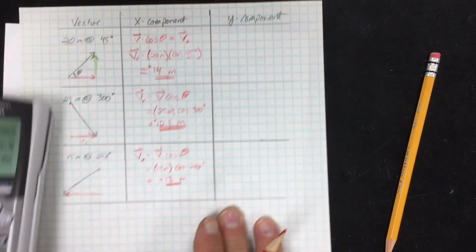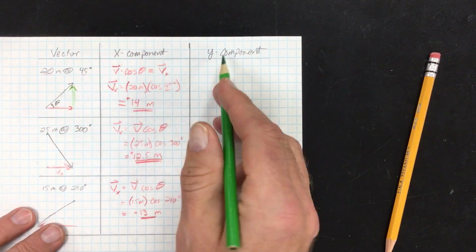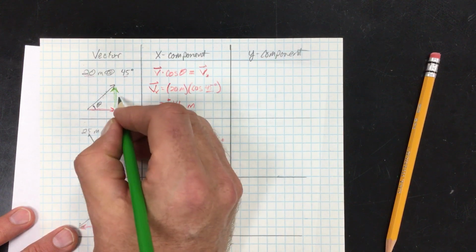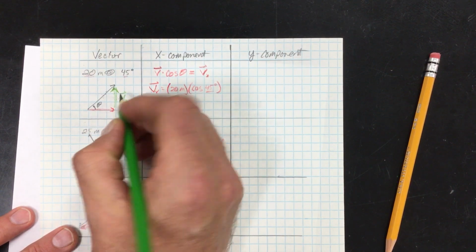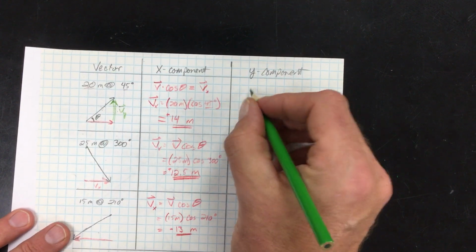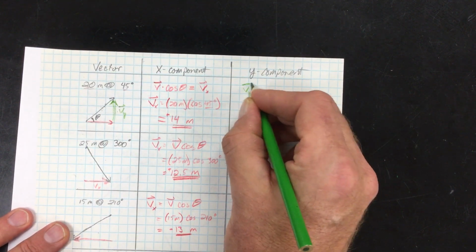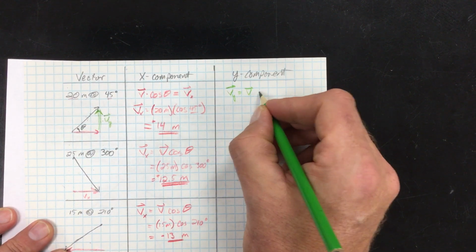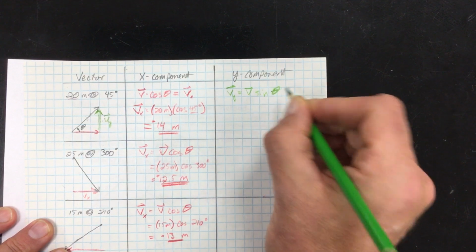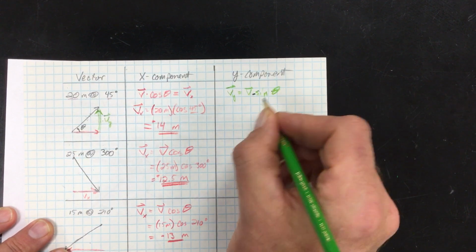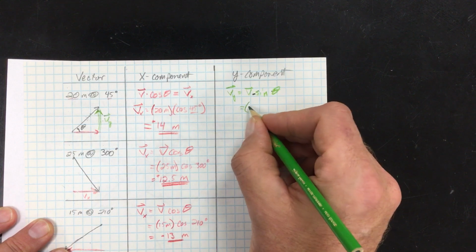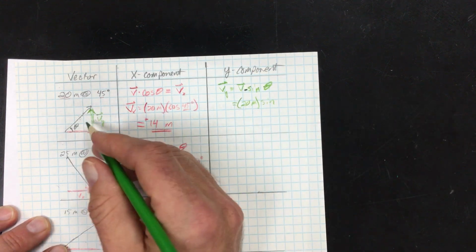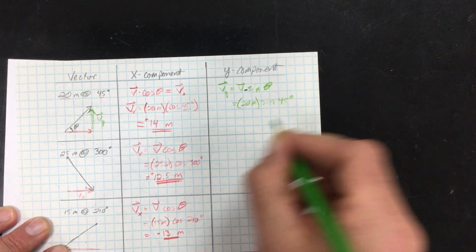Okay, so now that I've done that, I'm going to take the exact same approach for the y component, only now, if I take a look, there's my angle, there's the y component, that's on the opposite side, so SOH CAH TOA, opposite side is sine. So now, the magnitude of the y component is going to equal the original vector times sine of the angle. So in this case, 20 meters times sine of, what did I say, 45 degrees, right?